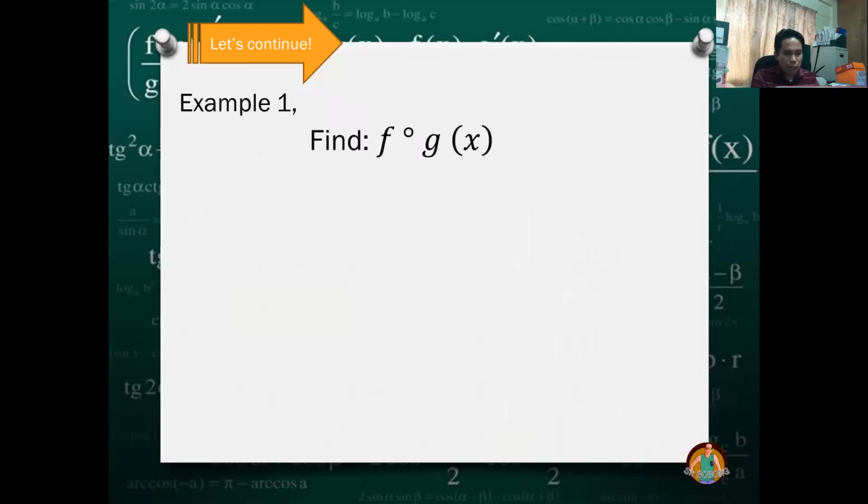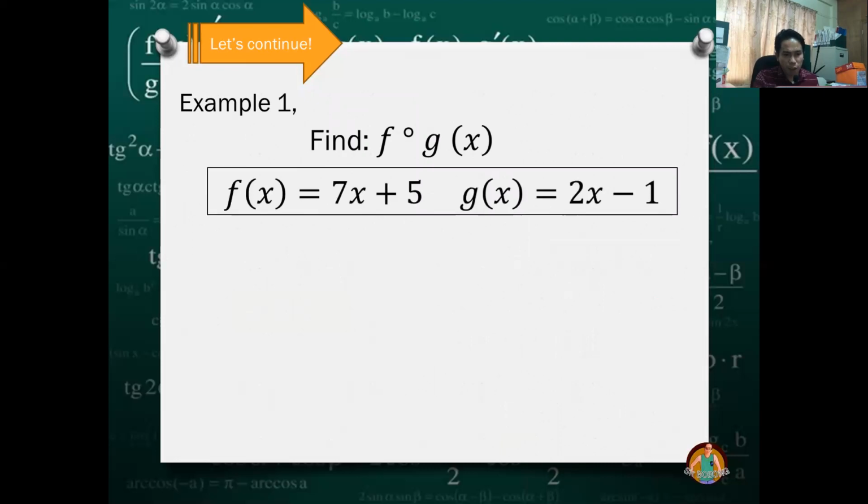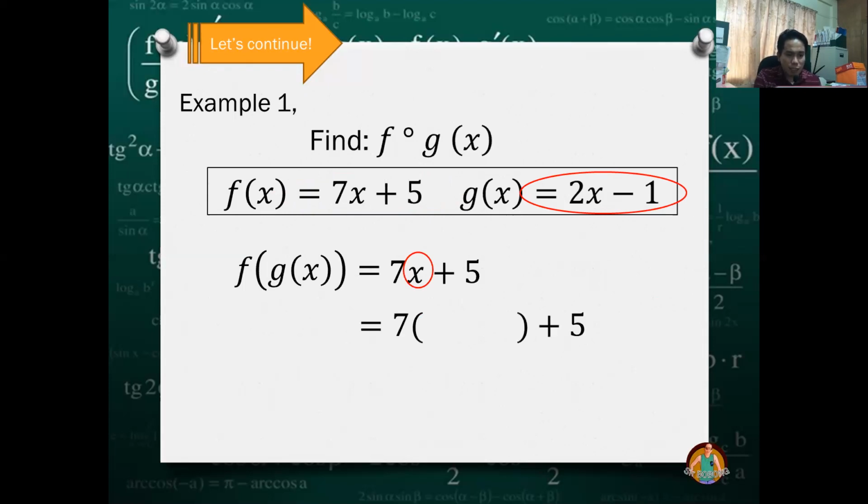Let's have find f circle g of x. Okay? So our f of x is 7x plus 5 and our g of x is equal to 2x minus 1. So our base function here is f of x at ang kanyang x ay papalitan natin ng g of x which is 2x minus 1. So ibig sabihin, yung x ng ating f ay papalitan ng 2x minus 1. So yung x mo magiging 2x minus 1. So parang evaluating function lang talaga.